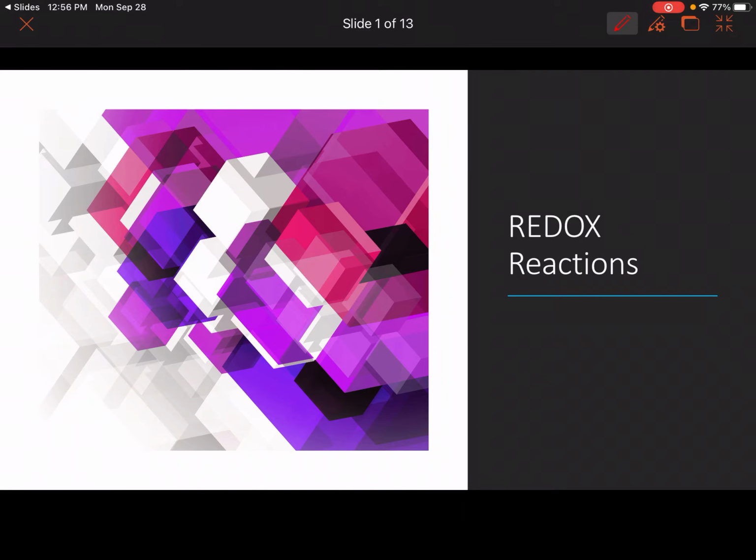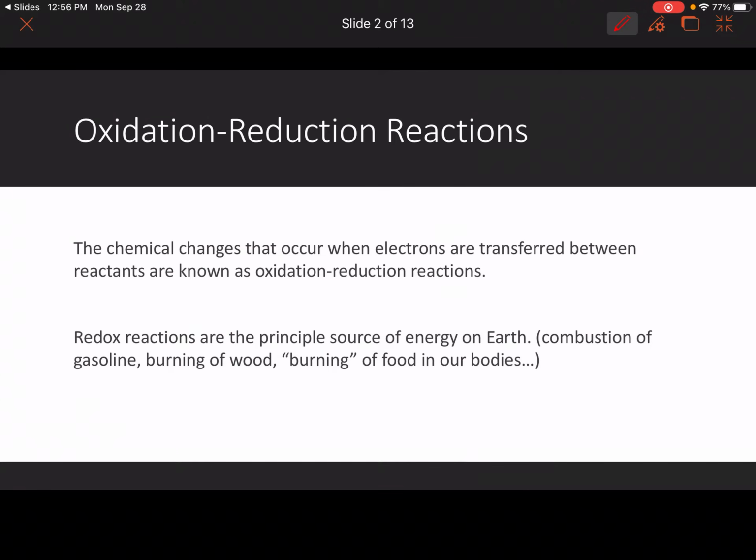Hi everyone. Today we're going to learn about redox reactions. So redox, otherwise known as oxidation reduction. Oxidation reduction, again, redox for short, and not just me, but everyone refers to it as redox. So oxidation reduction is the chemical changes that occur when electrons are transferred between reactants. So those are the redox reactions.